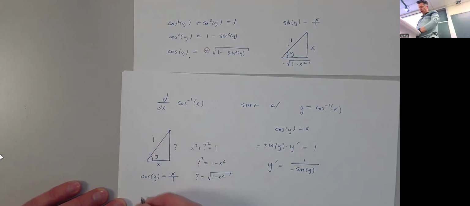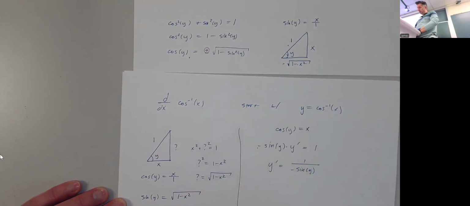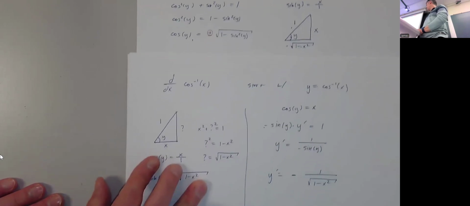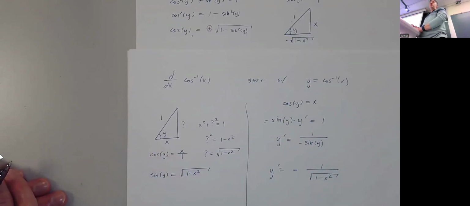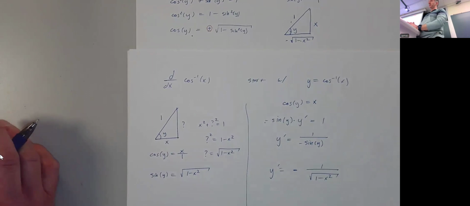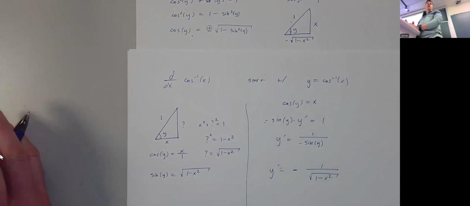So sine of y is opposite over hypotenuse, which is the square root of 1 minus x squared over 1. So then my y prime ends up being negative 1 over the square root of 1 minus x squared. Virtually the same as the previous one, right? The derivative of arc sine of x was positive 1 over the square root of 1 minus x squared. The derivative of arc cosine of x is negative 1 over the square root of 1 minus x squared. That is not a coincidence.